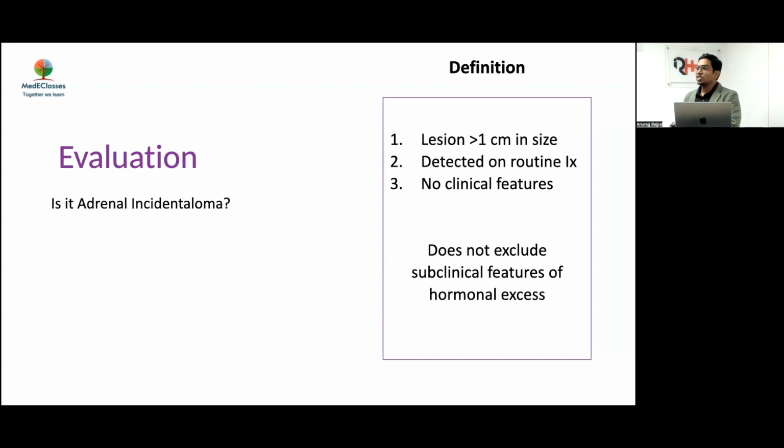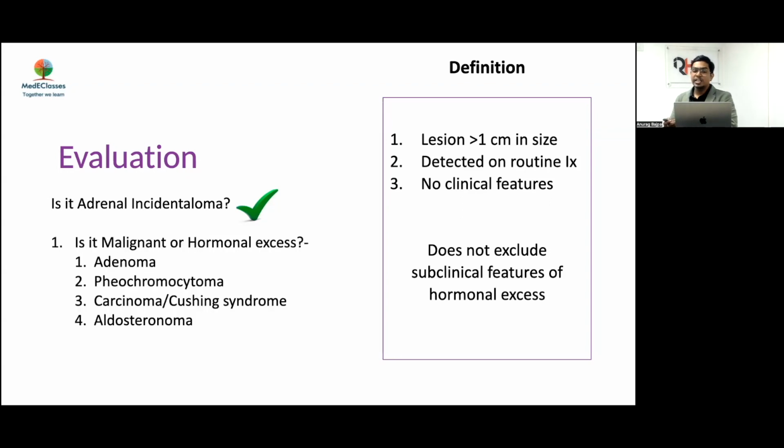Here our patient has a lesion more than 1 centimeter, which is 2 centimeter, and there was no clinical picture and it was an incidental finding. So it was fitting into this category. Now, answering those questions, we have to encounter the other question: if it is an incidental lesion, is it malignant or is there hormonal excess?